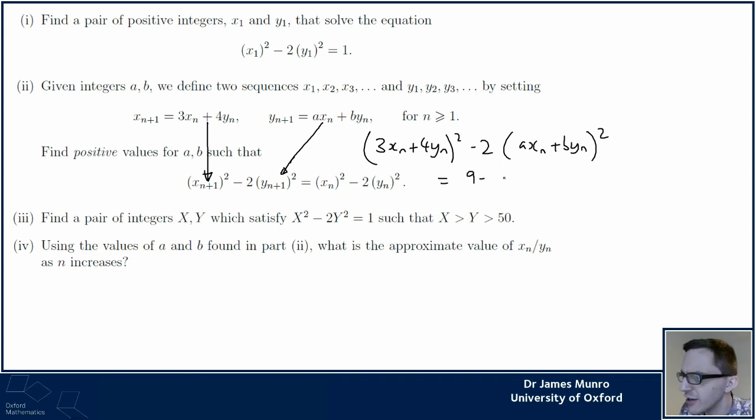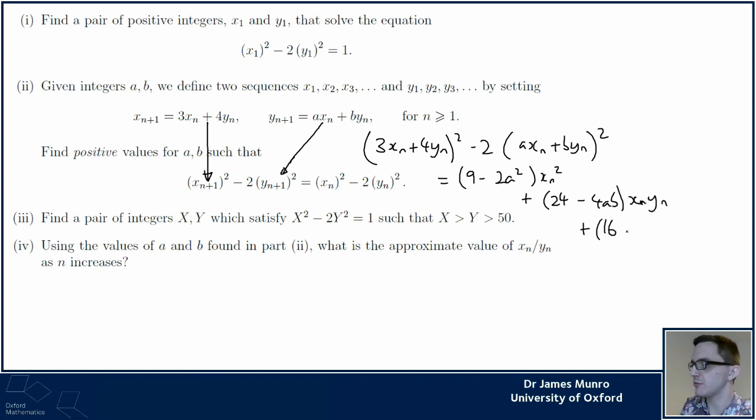But what I've actually got is (9 minus 2a squared) xn squared plus, and then horror, I've got a load of these cross terms, (24 minus 4ab) xn yn, and then I've got some 16 yn squareds over here, minus 2b squared yn squared. Okay, so I don't really want this middle term at all. I sort of want ab to turn out to be 6. And comparing coefficients, I want this.